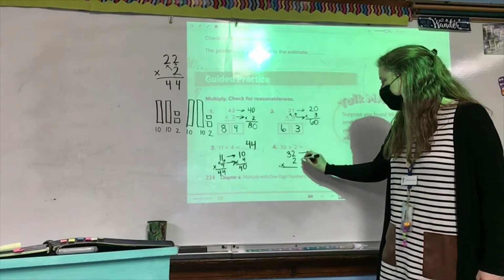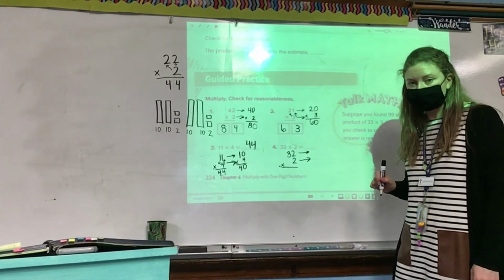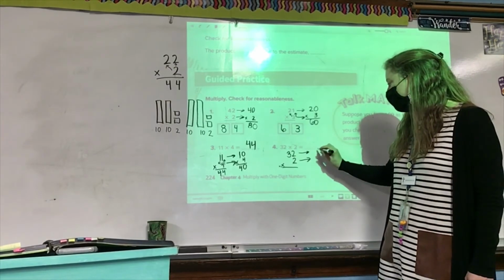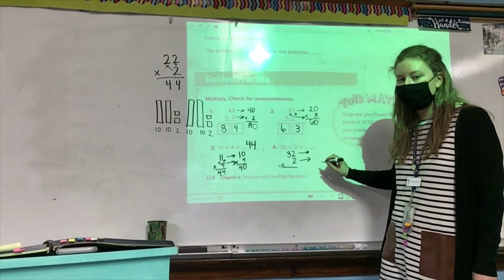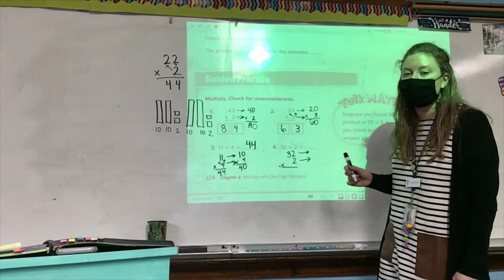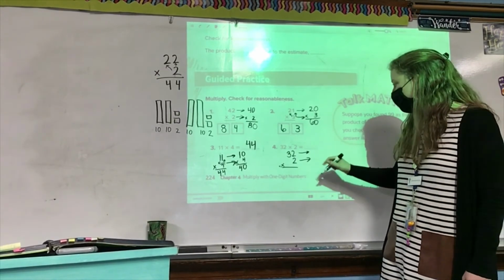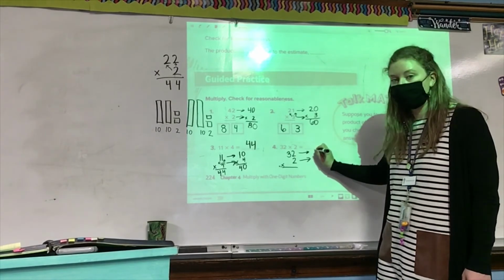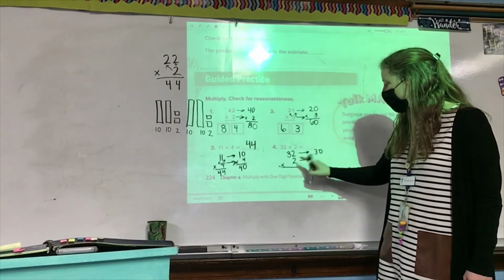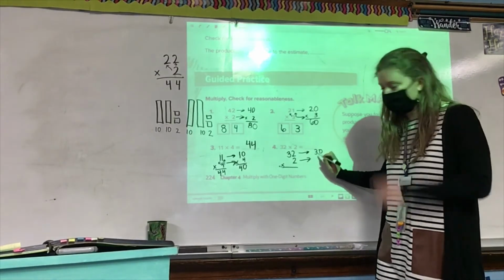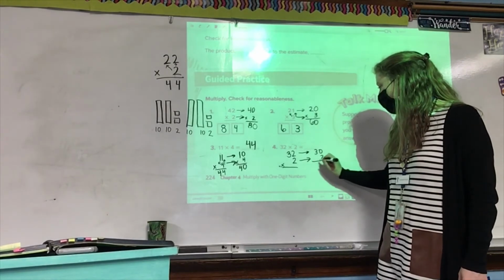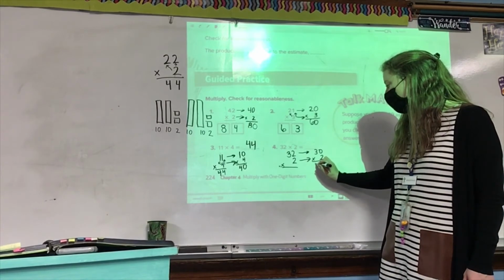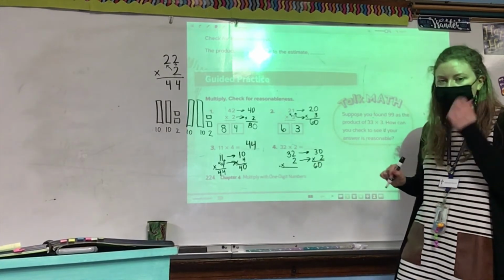Okay, we're checking using estimation. So what do we need to do next? We need to estimate 32. Okay, 32 gets rounded to what place? Tens. 32 rounded to the nearest 10 is 30. Do we round our other number, our one-digit number? No, but we line it up with the ones place. 30 times 2 is what? 60. So our answer needs to be close to 60.